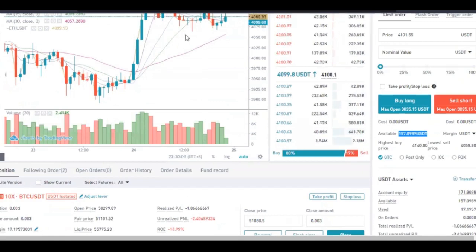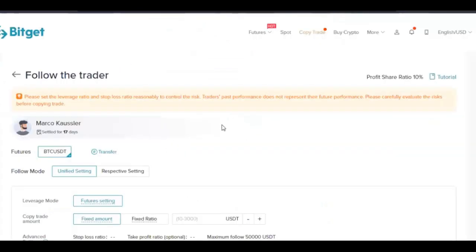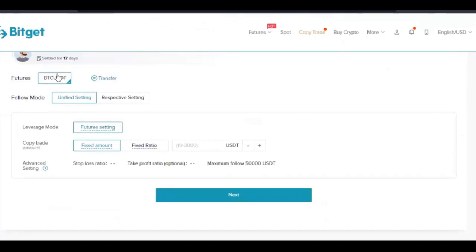You can equally do that when you want to copy the trader. Right now, I clicked on this trader. And if I come in here, this trader is trading only BTC. For instance, if you have other coins here, I will just uncheck all of them and only check the BTC.